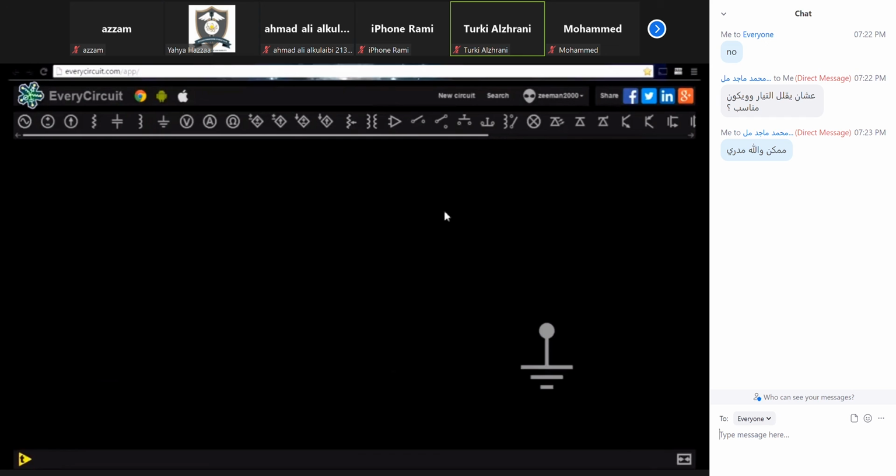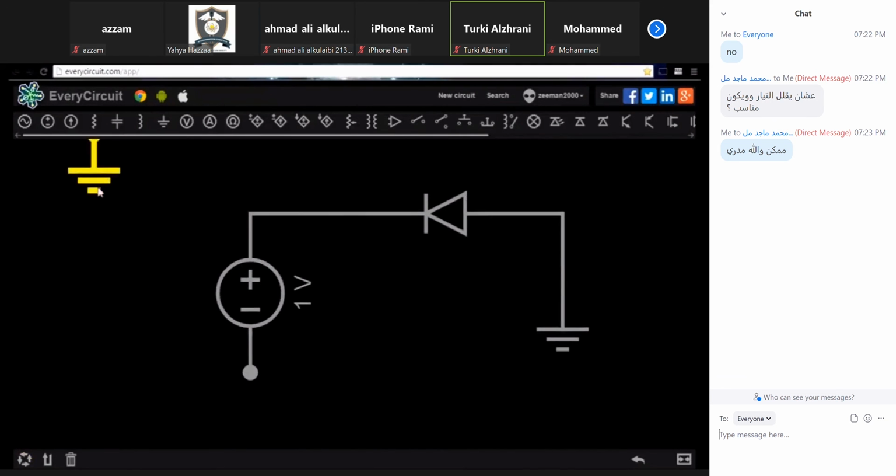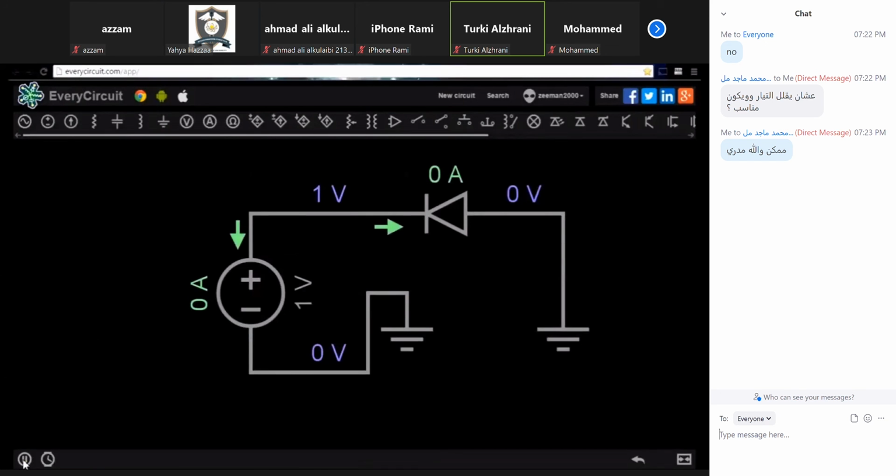Now let's build the same circuit but turn the diode in the opposite direction. Notice that when the simulation is run, no current flows through the diode. The diode is reverse biased and no current will flow.